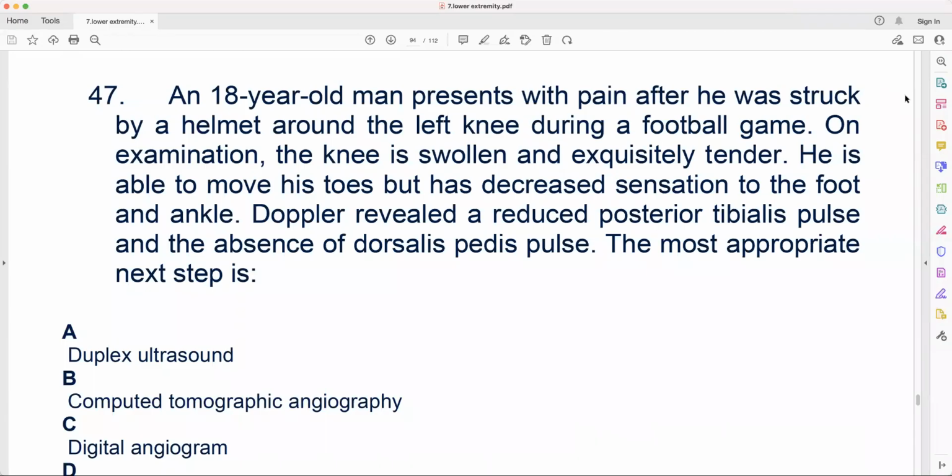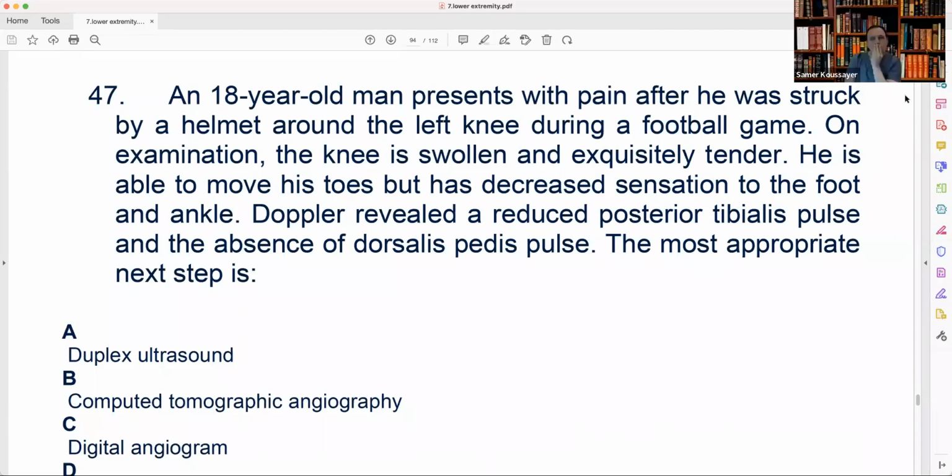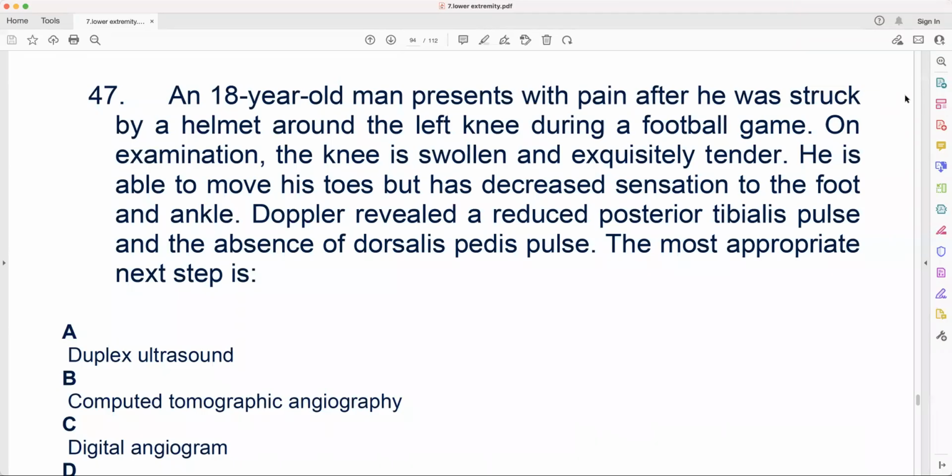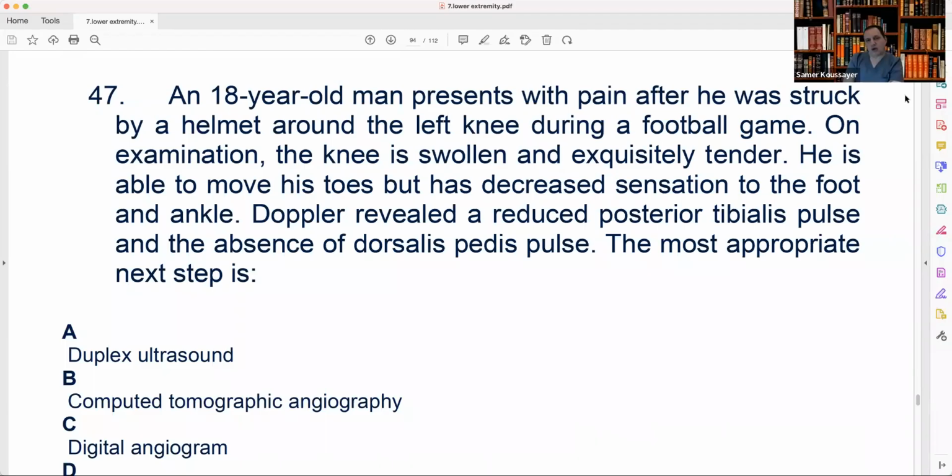Before we go there, the 18-year-old guy is an athlete. He had a trauma to the knee, with decreased sensation. So most likely he has an injury to the popliteal artery, right? Doppler reveals a reduced posterior tibial and absent dorsalis pedis pulse. Since he has a knee injury, the popliteal artery must have been injured. So how can we make a diagnosis? Let's see what options they have.